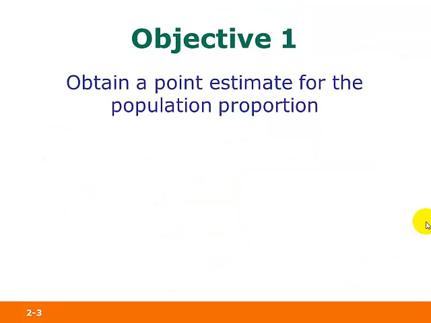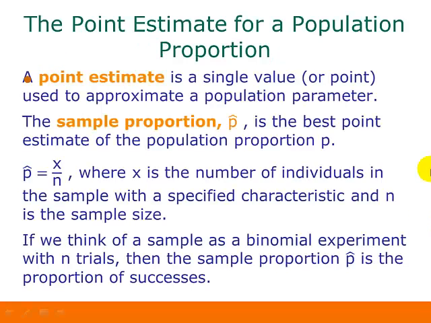So first we'll obtain a point estimate for the population proportion. A point estimate is just a single value or point used to approximate a population parameter. In this section, since we're talking about proportions, we're going to approximate a population proportion. The sample proportion, which is represented by p with a hat on it, so we call it p hat, is the best point estimate of the population proportion p.